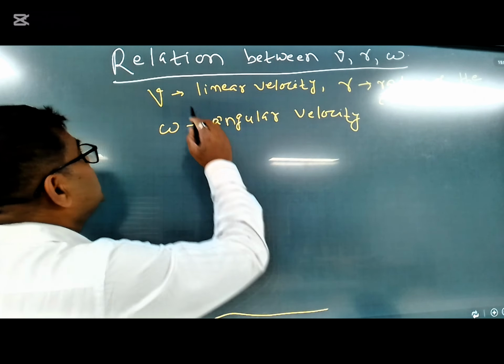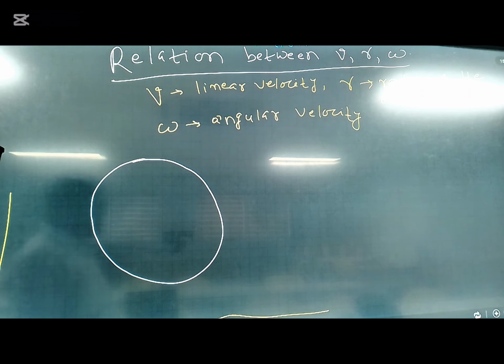So the topic is circular motion. Circular motion means that if anybody moves in a circular path, then the motion of that body throughout this circular path is called circular motion.